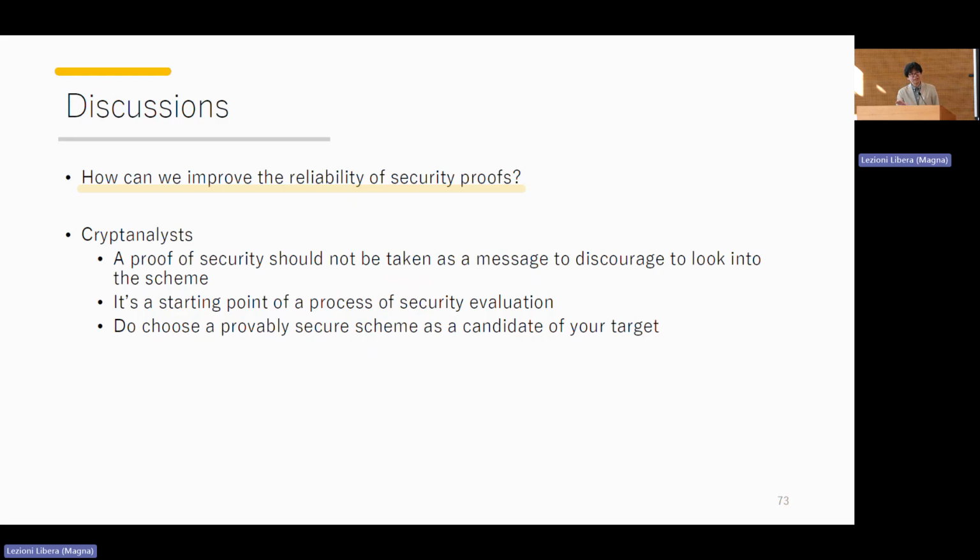To cryptanalysts: a proof of security is not a message to discourage you from looking into the scheme. It's a starting point of a process of the security evaluation. And please do choose a provably secure scheme as a candidate of your attack targets.